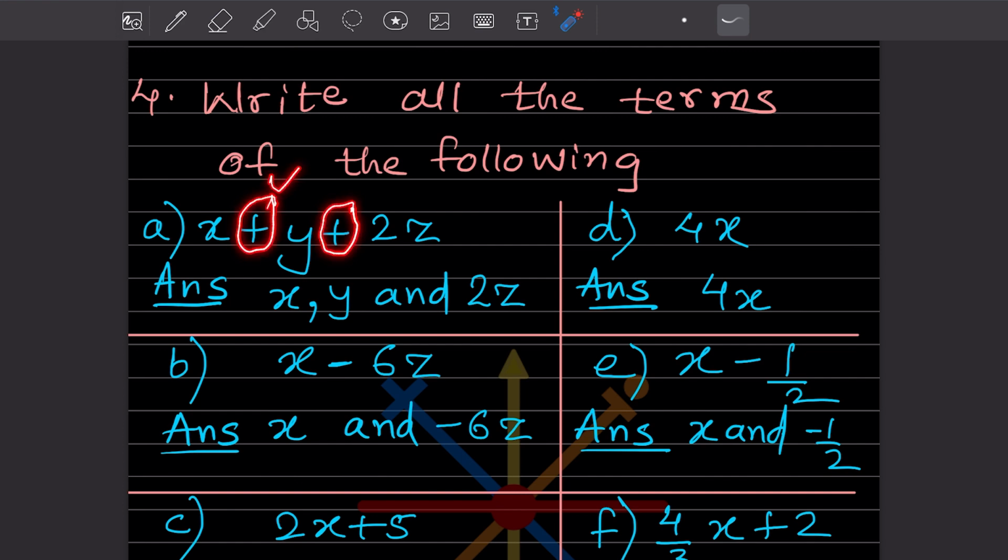This plus sign means we can call it a separator. So we have to see the before and after number. So 1, 2, and 3. So which are the terms? This x, y, and 2z. These are the terms.